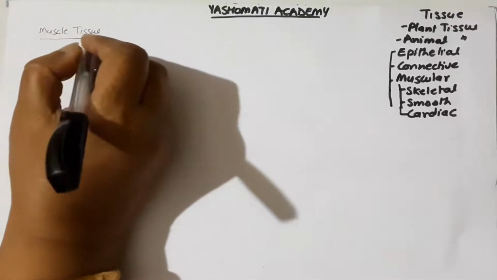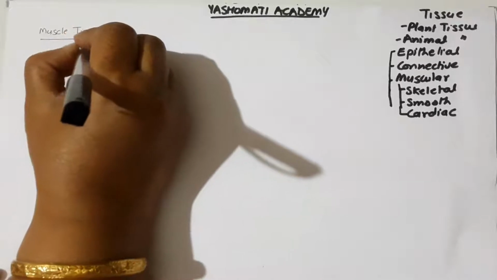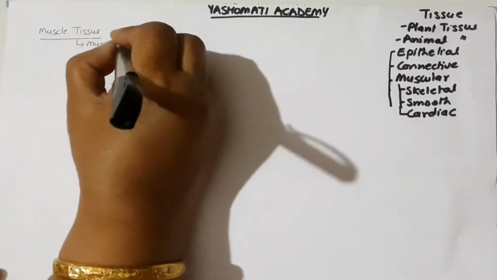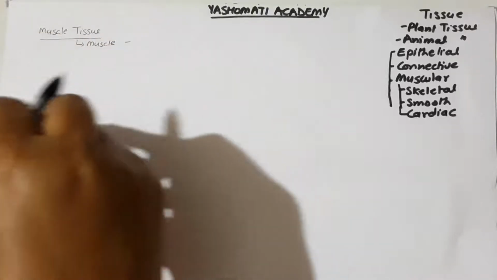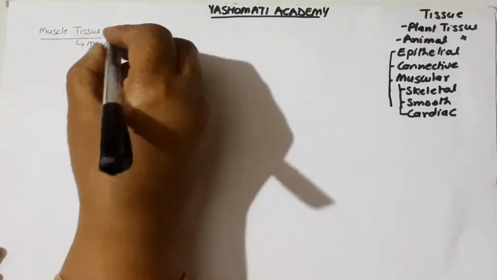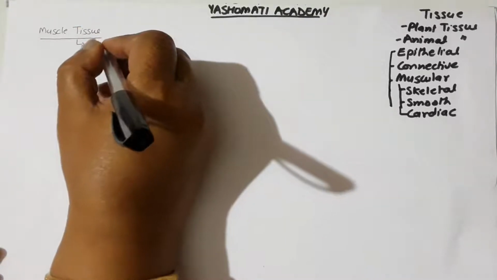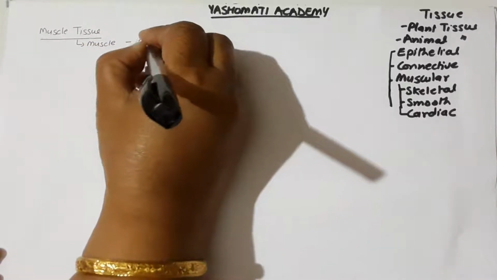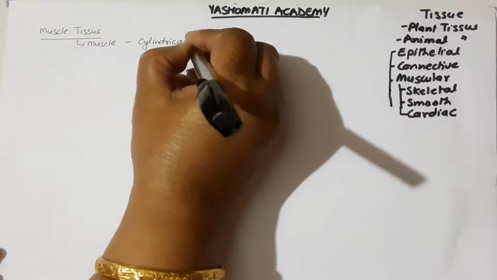Muscle tissue is made up of muscles, and each muscle is made of cylindrical fibers which are arranged in parallel direction. So that means muscle tissue consists of muscle, and muscle consists of cylindrical fibers.